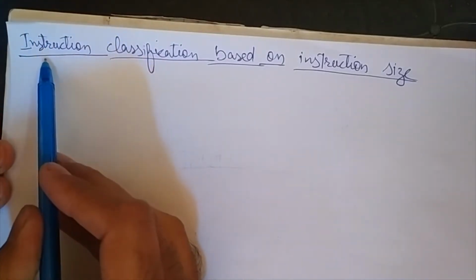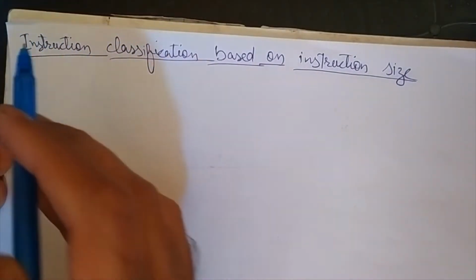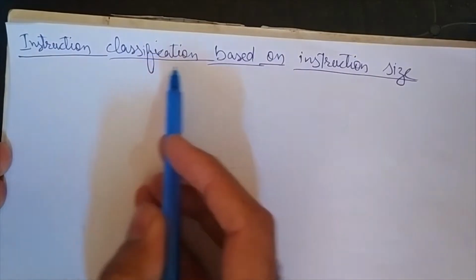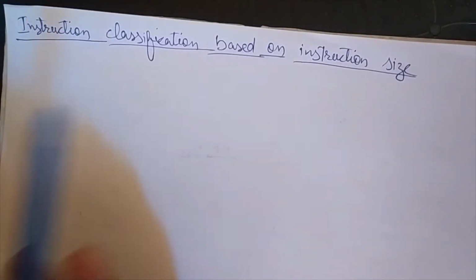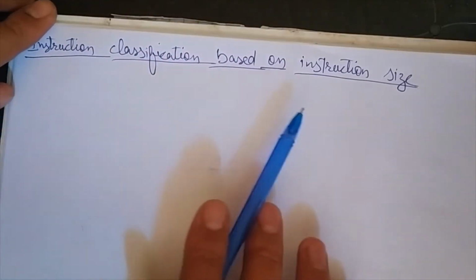Let's discuss the different types of instructions, or the instruction classification based on instruction size. We did one instruction classification earlier, based on the type of operation. For example, we had data transfer instructions, arithmetic instructions, and logical instructions. So depending upon the type of instructions, we classified them into five different categories. And today we have to classify the instructions based on instruction size.